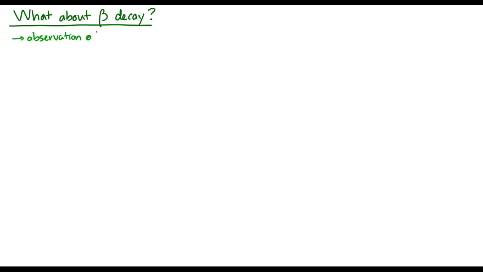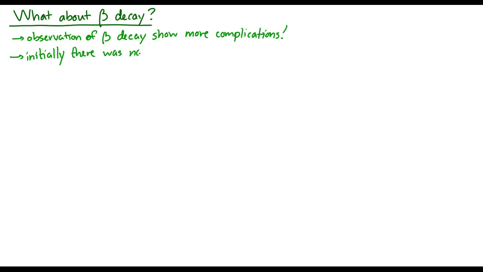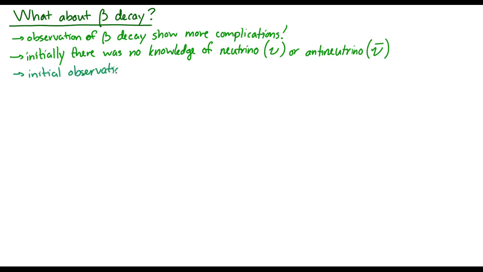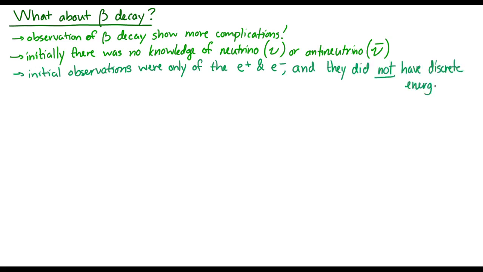And the reason why I left out beta is because when you observe beta radiation, it is a little more complicated. Initially, when beta radiation was discovered, there was no knowledge of the neutrino or the antineutrino. When beta plus and beta minus radiation was observed, only the positron and the electron were observed. And it turns out that when scientists observed the positron and the electron that were emitted in beta plus and beta minus radiation, they did not have discrete energies. They had a continuous energy spectrum.